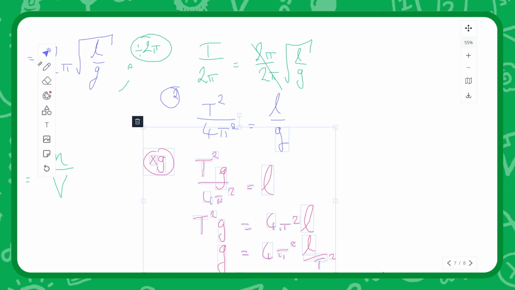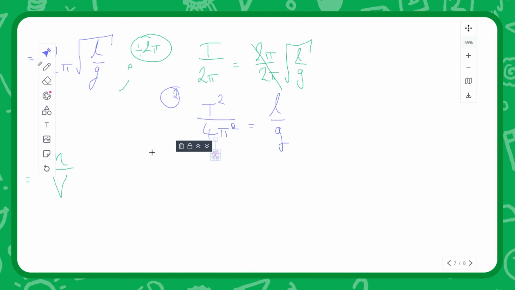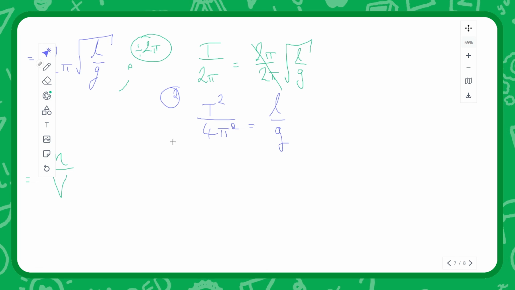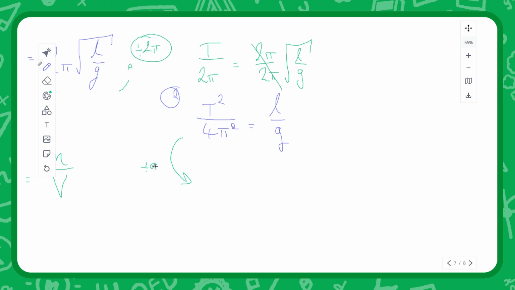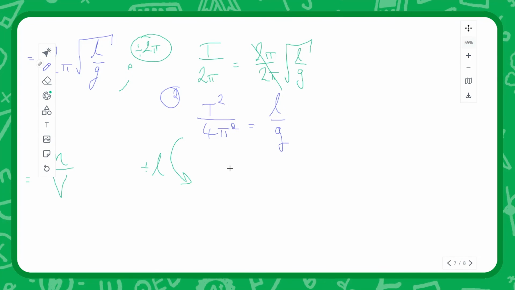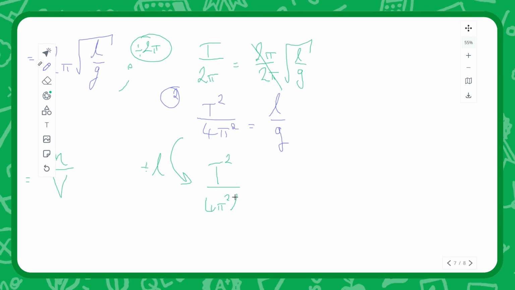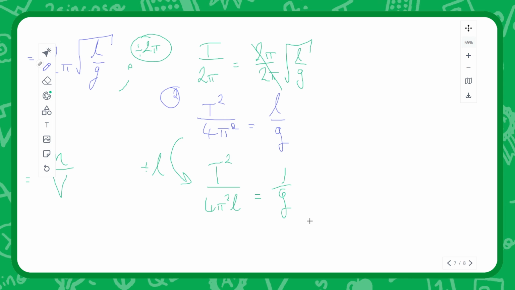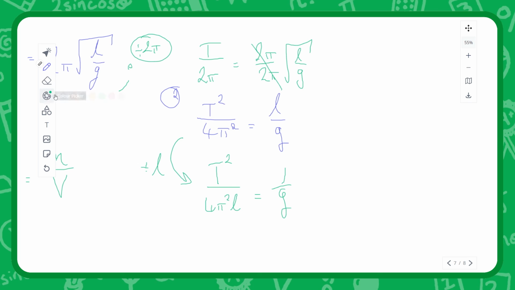Alternatively, we can take a bit of a shortcut, but only if you feel comfortable enough to do this. What we could also have done is, to get G on its own, we could also have turned it into 1 divided by G. So when we do that, we divide both sides by L, and that means that we get T squared over 4 pi squared L equals 1 divided by G.